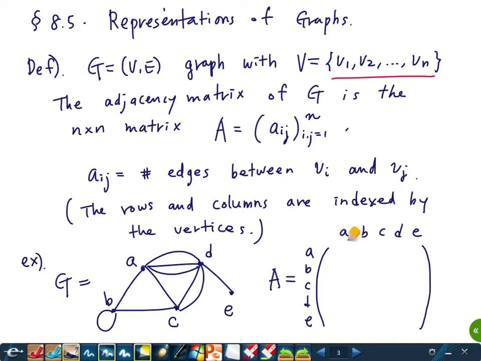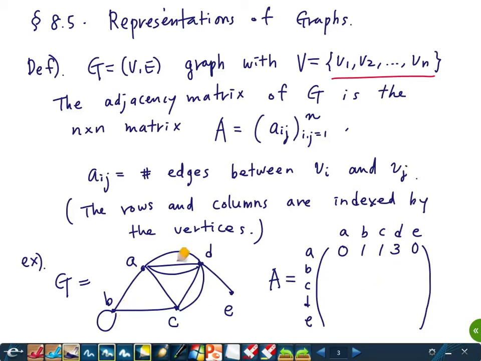What is the number of edges between A and A? Meaning the loops at A. There is no loop, so 0. Right? And the number of edges between A and B, there is only one edge, so write down 1 there. Number of edges between A and C, also 1. A and D, we have 1, 2, 3, so here we put 3. Number of edges between A and E, there's no edge, so 0. Etc. So you can complete the matrix.